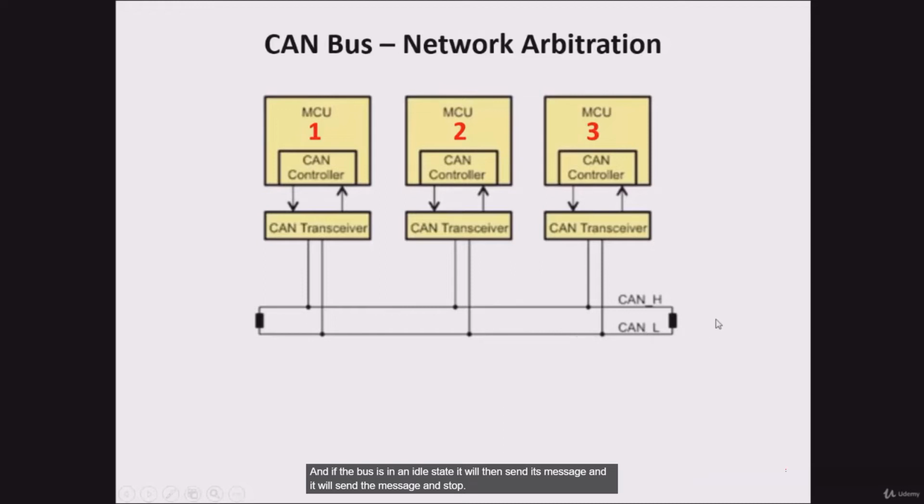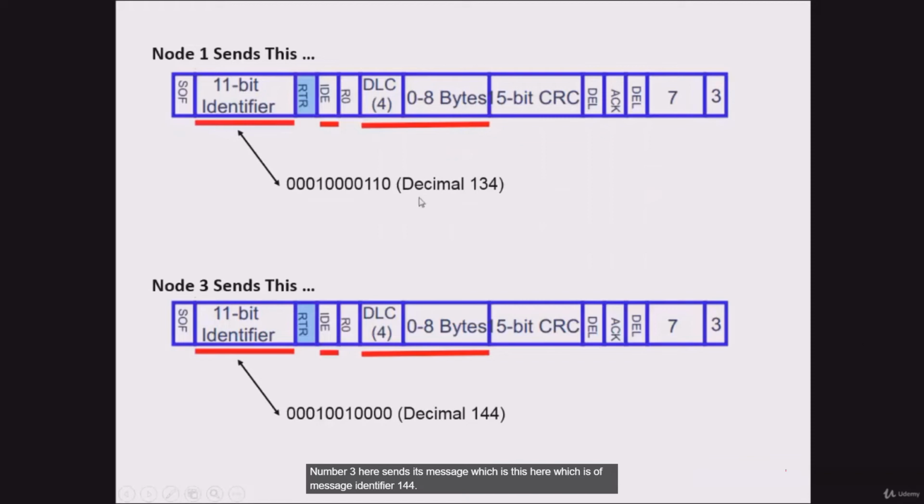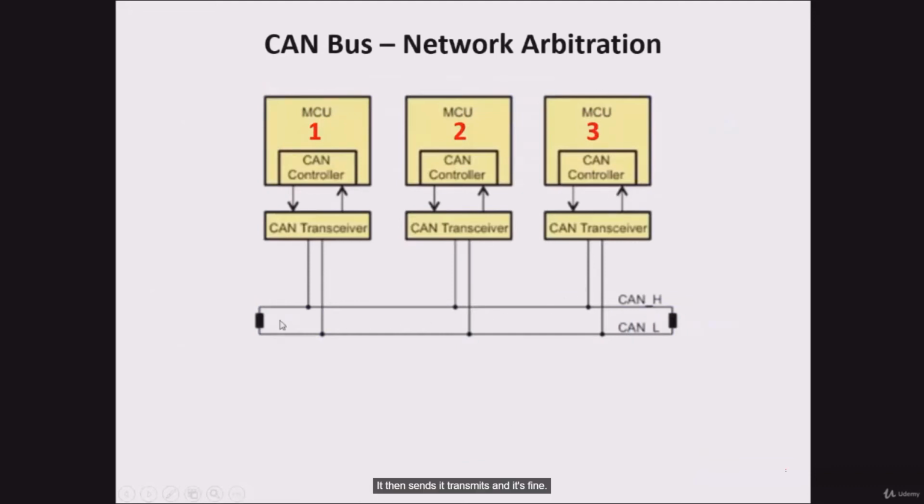And it'll send the message and then stop. And let's say 1 second after that, or 1 millisecond after that, number 3 here sends its message, which is this here, which is of message identifier 144. It then sends it, it transmits, and it's fine.